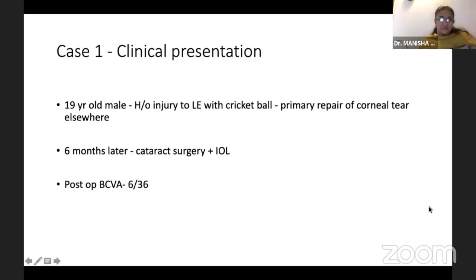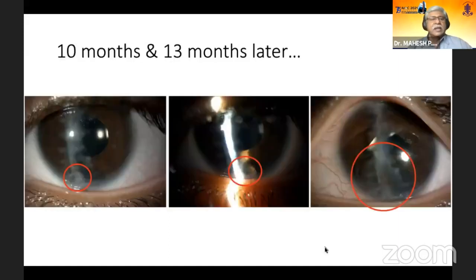Now, sorry. This is a 19-year-old male with history of injury to the left eye with a cricket ball. Primary repair of corneal tear was done elsewhere. Six months later, he underwent cataract surgery and intraocular lens implantation at our own place. Post-operative visual acuity was 6/36. So at that point in time, he had hardly anything.